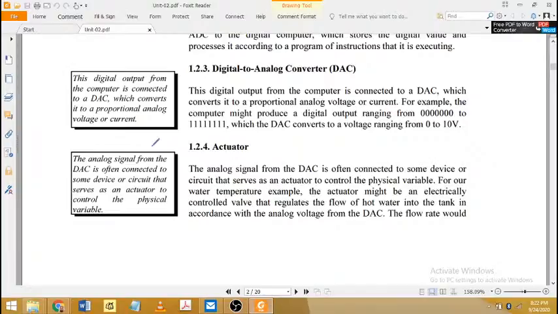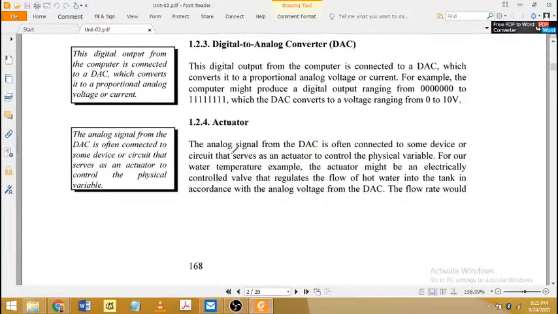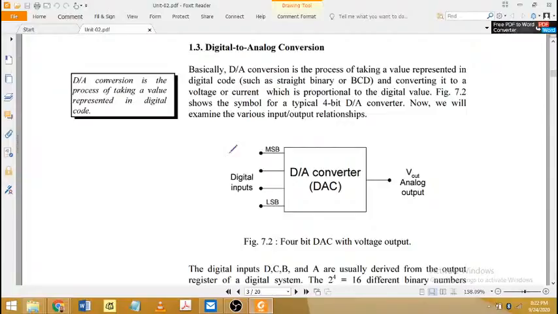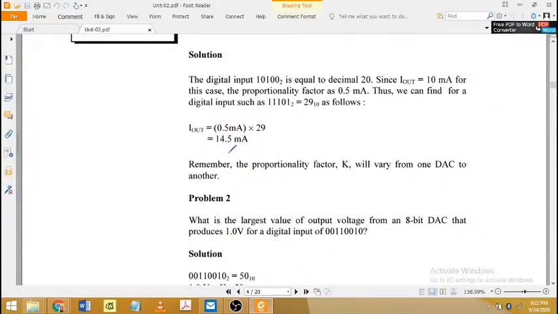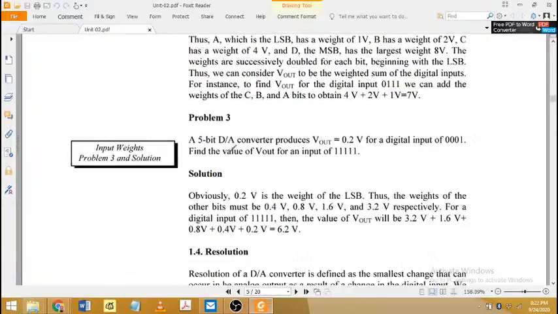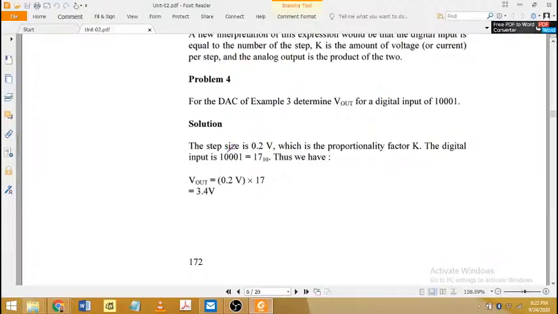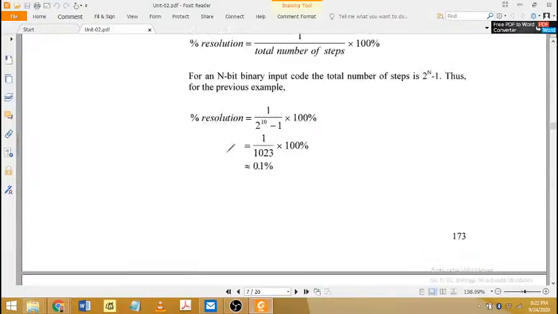Okay, so let's discuss DAC once again. The introduction of DAC has already been completed. How DACs work and what their traits are has already been discussed. So quickly I'm going to discuss the first type of DAC.